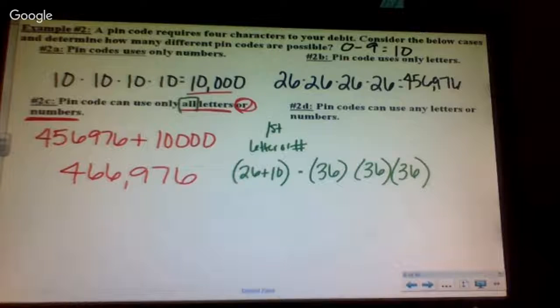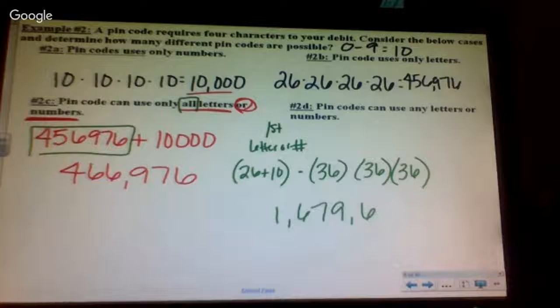Okay. This one over here says my code has to be all letters first. So you had a choice of A, B, C, D, or you had a choice of 1, 2, 3, 4. Okay. 1,679,616.